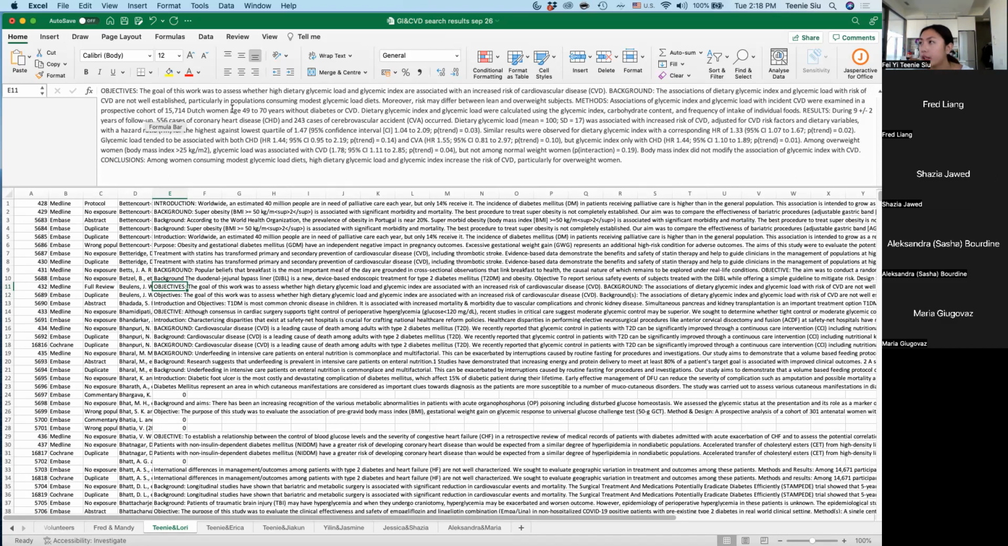They're Dutch women. They're not pregnant or anything, so that's fine. And then they look at dietary glycemic index and load in relation to CVD. You can also see their results, like dietary GL is associated with increased risk of CVD. So this one is a full review because it's a prospective cohort. They look at glycemic index and load, and they're looking at CVD outcomes. So that's pretty much it.